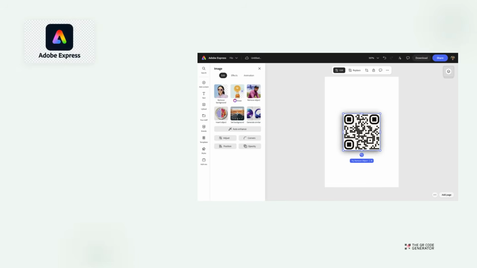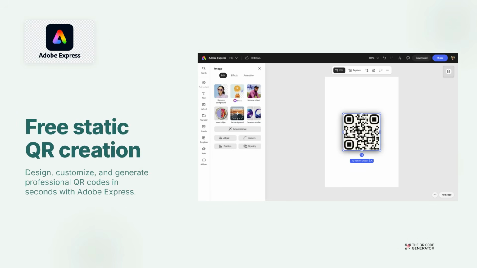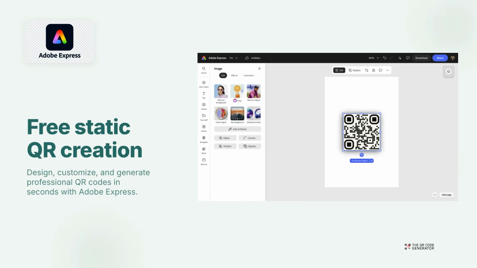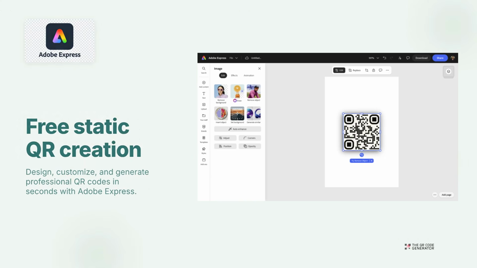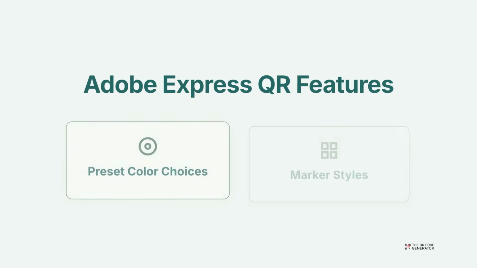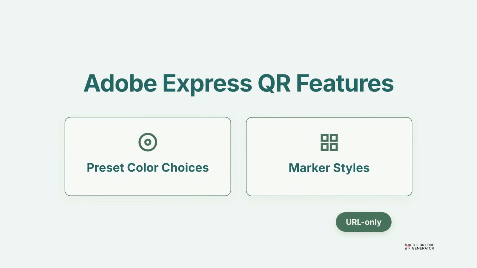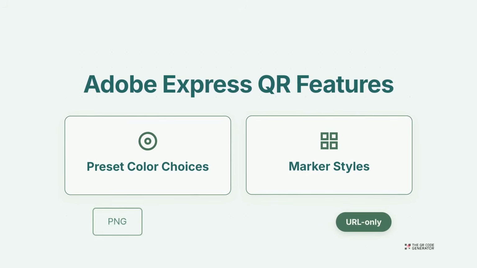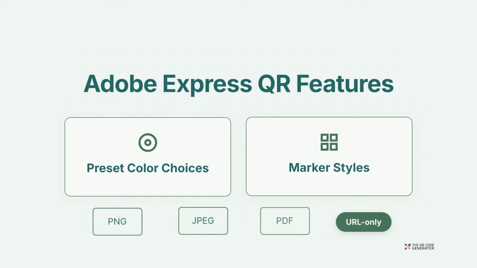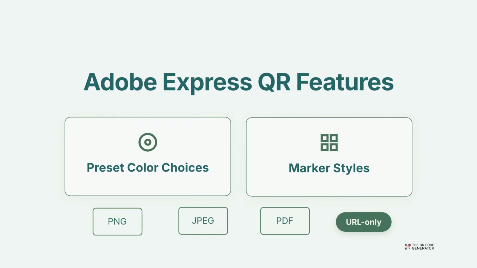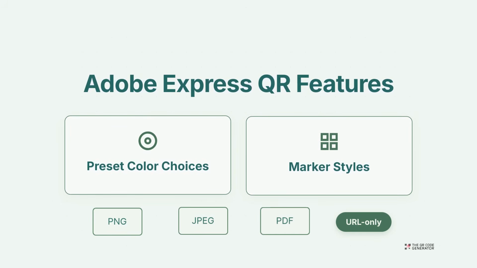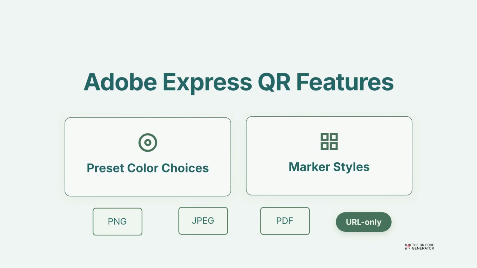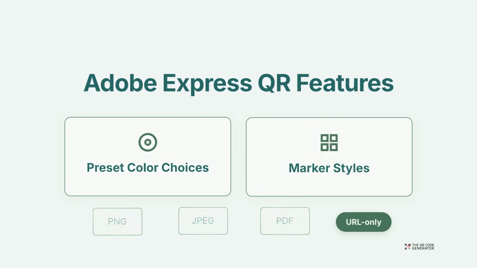Finally, Adobe Express offers the same idea inside its own ecosystem. Free static QR code creation, built into the same tool you'd use for flyers, business cards, and presentations. On the free plan, you get a set of preset color choices, style options, marker border and marker center, with downloads in PNG, JPEG, and PDF. It's also URL only, and SVG export isn't included at this tier. Like Canva, it's static only. Changing the destination later means creating an entirely new code from scratch.